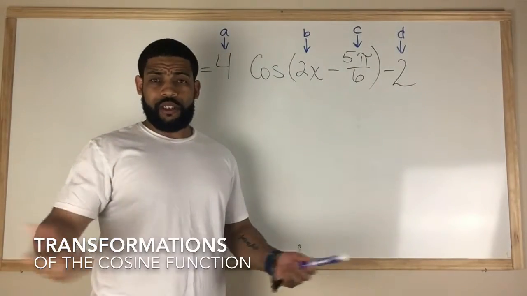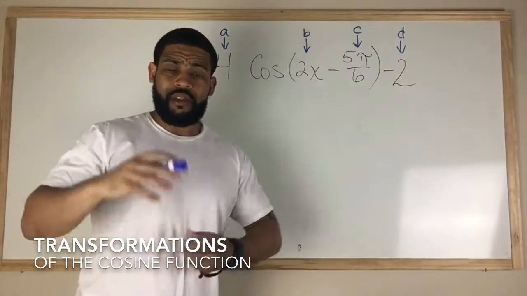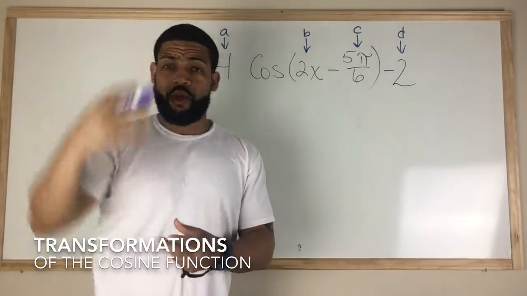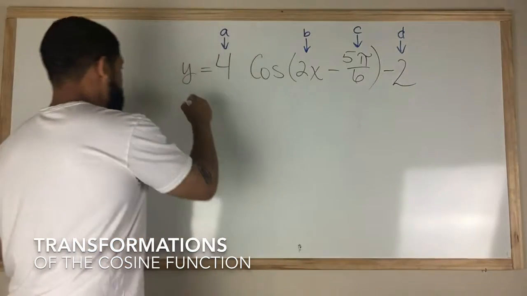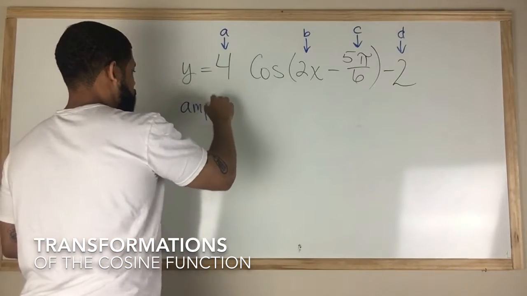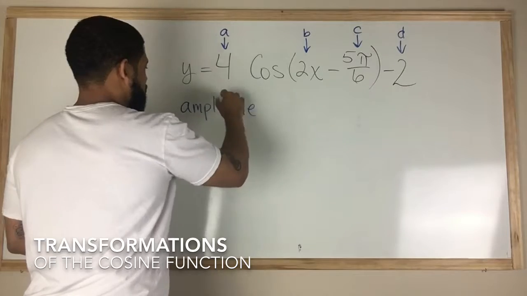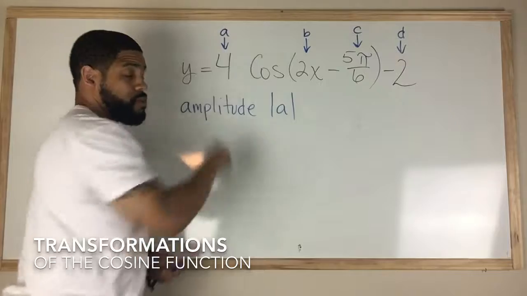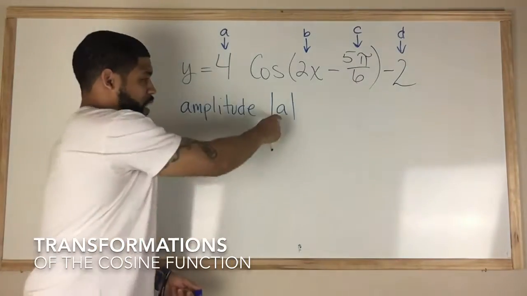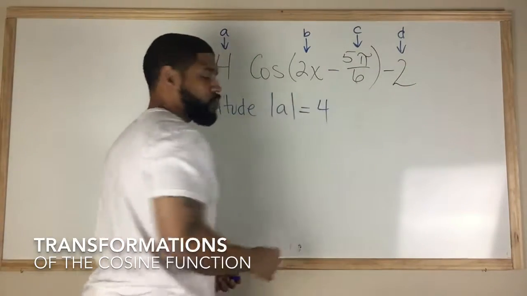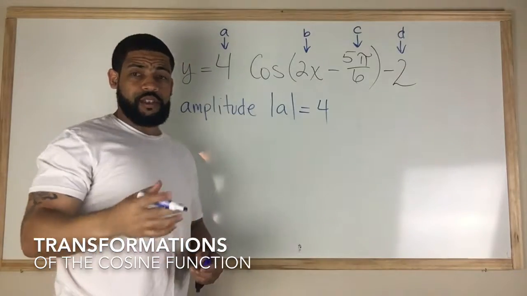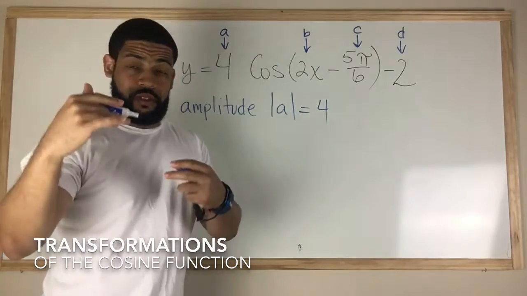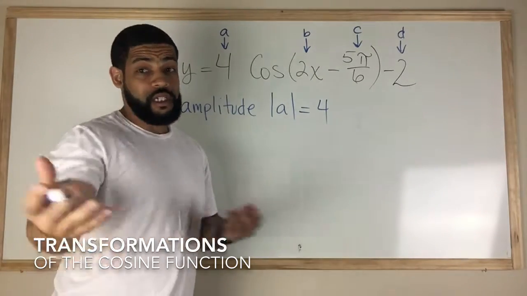First things first, it's always easy to find the amplitude. The amplitude is the distance from the center of this graph to the maximum point or the minimum point. The amplitude is the absolute value of a. So whatever is in front of the cosine, it's the absolute value of that. In this case, the amplitude is 4. The distance from the center of the graph to the maximum point is 4, and the distance from the center to the minimum point is still 4 units.